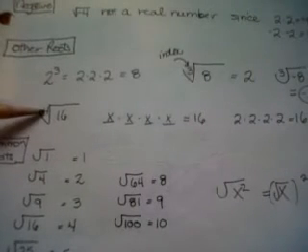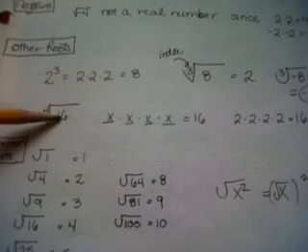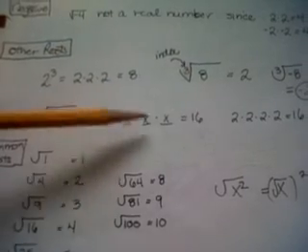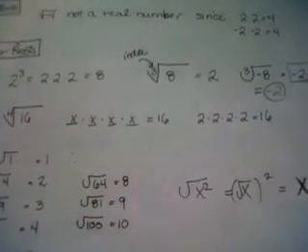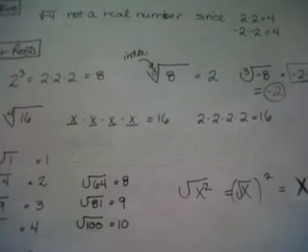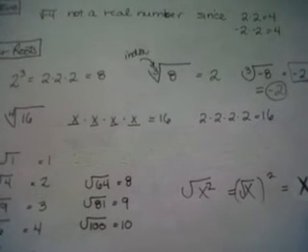Here's another example where my index is 4. If I want the fourth root of 16, I'm trying to find what times itself times itself times itself, 4 times, is equal to 16. Well, that would be 2. So the fourth root of 16 would be equal to 2.